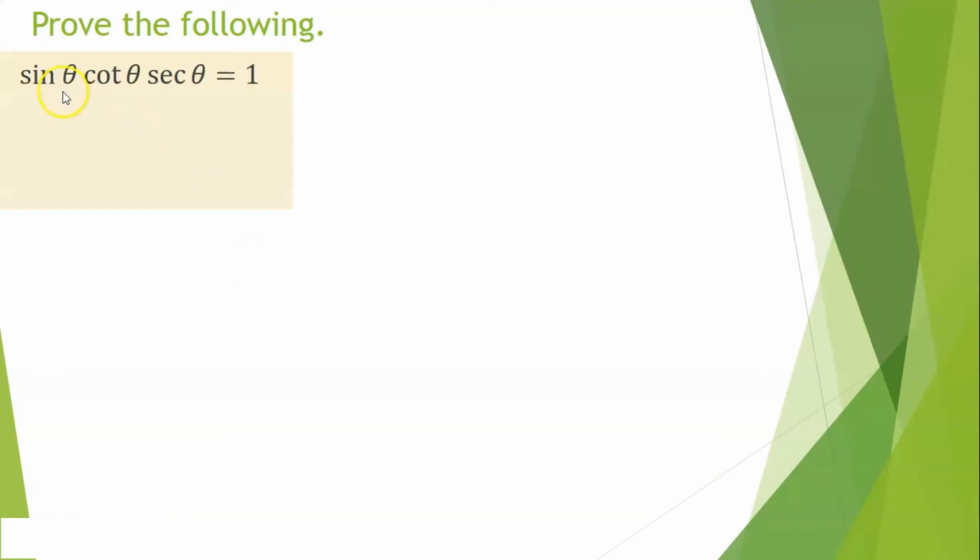Sine theta times cotangent theta times secant theta is equal to 1. So let's prove this one. Sine is as is. For cotangent, we can replace this with cosine over sine. Second, the reciprocal identity is 1 over cosine. In this case, we cancel sine and sine, cosine and cosine, so we'll end up with 1.